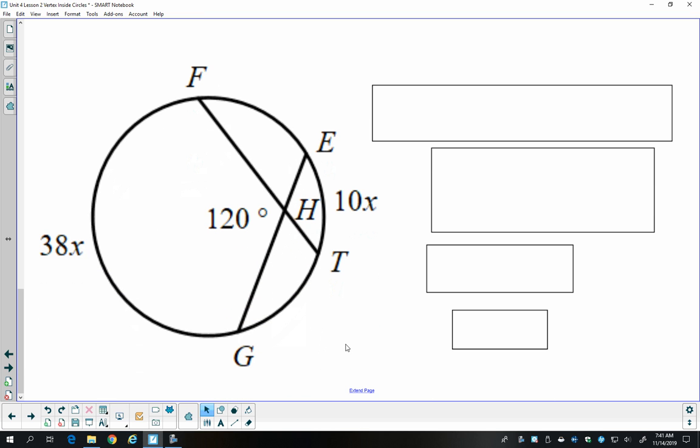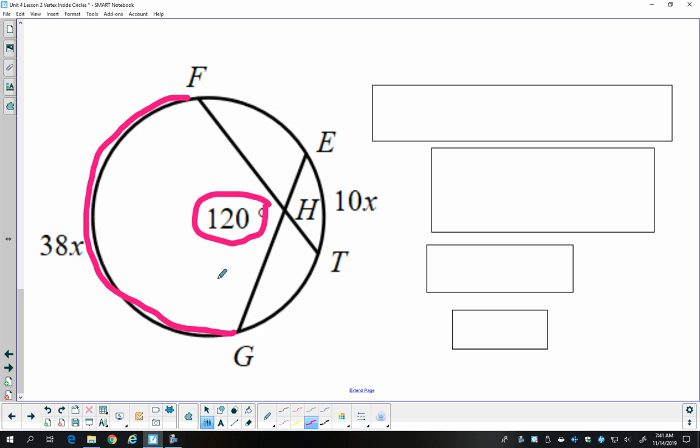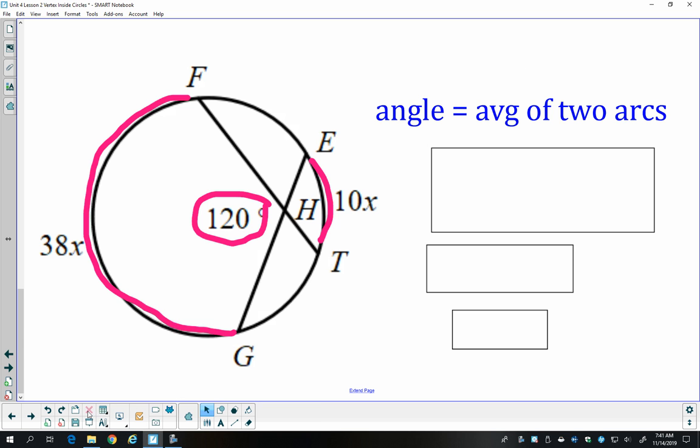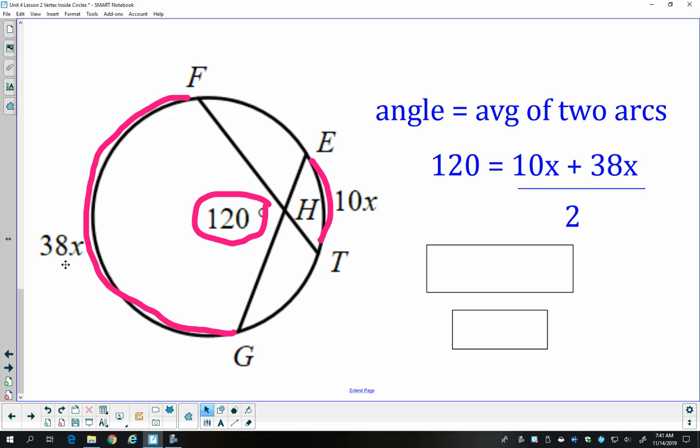And let's do one last one where we complicate it a bit with some variables, but we do the same thing. So there's my angle. It intercepts this large arc. And then its vertical angle intercepts that arc, and we want to solve for x. So again, we'll write the formula every time. Plug 120 in for the angle, and we'll average the arcs 10x and 38x.